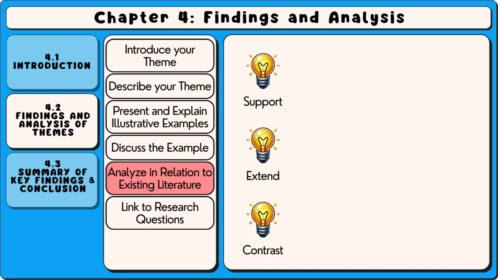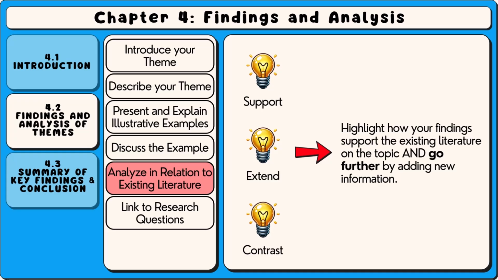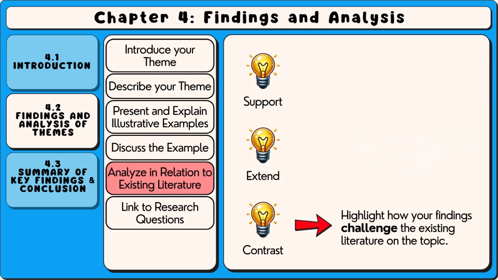Firstly, you can show how your findings support the existing literature on the topic, which would be a situation where you found the same things as previous studies. The next is to extend upon previous studies, highlighting how your findings both support the existing literature and go further by adding new information. And the third method is to contrast against the existing literature by highlighting how your findings challenge or are different to the findings of past studies.